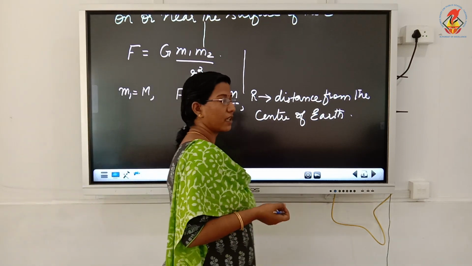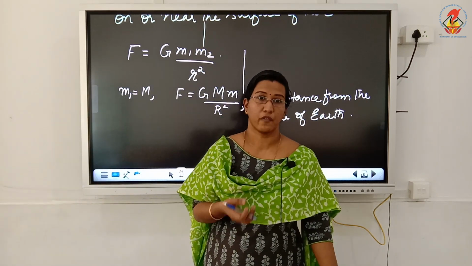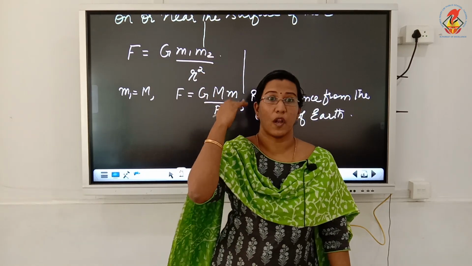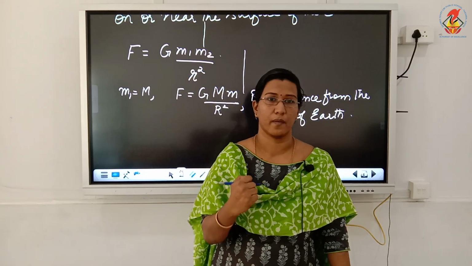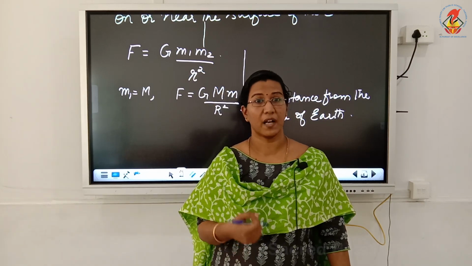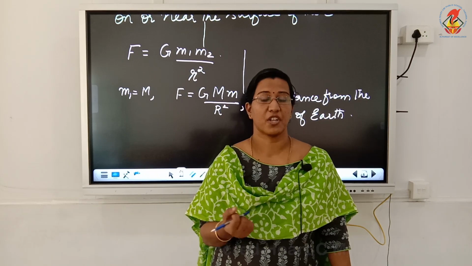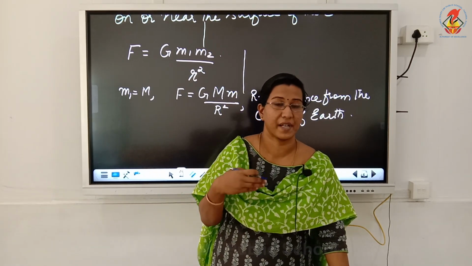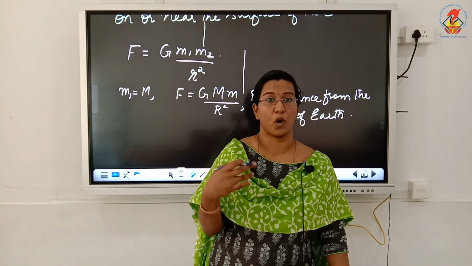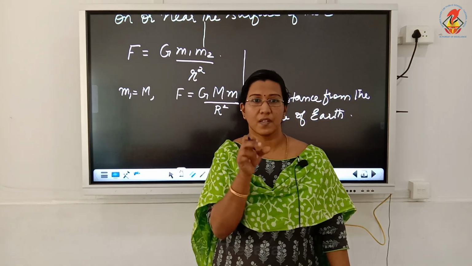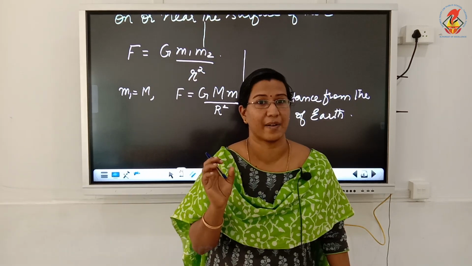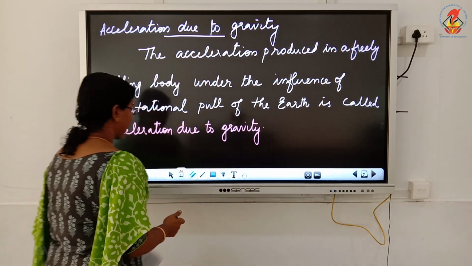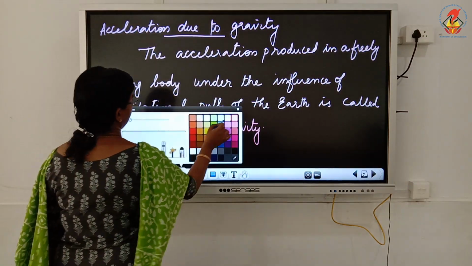Now if we throw an object upwards, or if we project an object upwards, what happens? It reaches a particular height, its velocity becomes 0, then it comes down. Now why is it coming down? Because of the gravity, or because of the gravitational pull of the Earth. Now as the object is coming down, what happens? Its velocity will keep on increasing per second. So it means it is having an acceleration, and this acceleration is known by the name acceleration due to gravity.